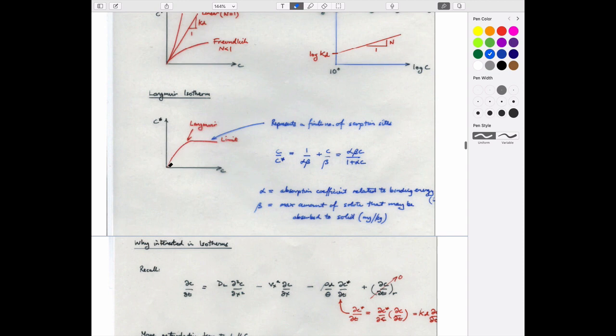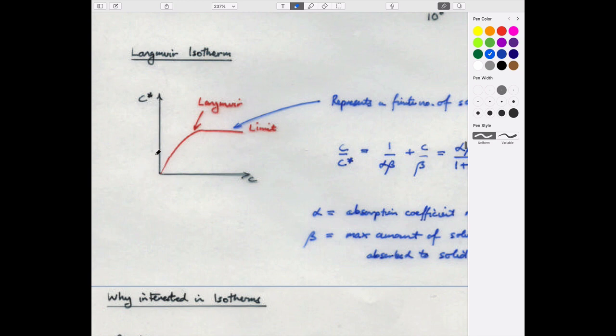What this is saying is that as you introduce a fluid of a particular concentration, then a certain amount can go onto the solid. So this amount, C1, is the amount that goes on the solid. Double the amount of C1, then you get roughly double the amount on the solid. Kind of linear, almost linear.